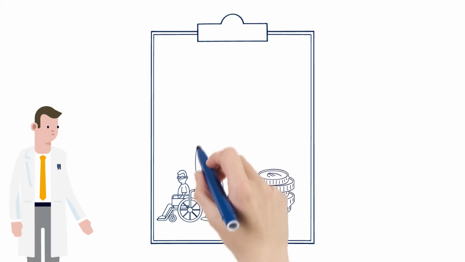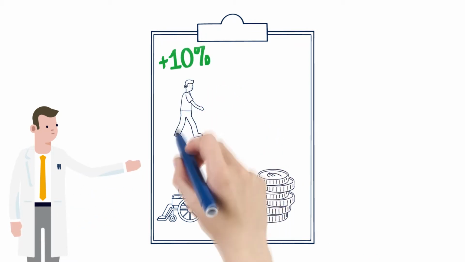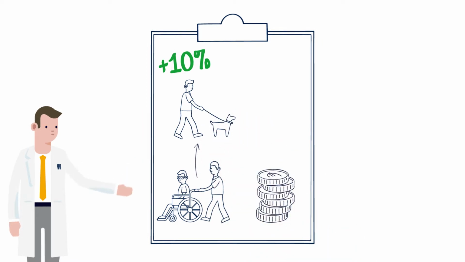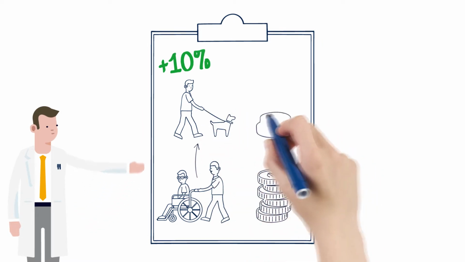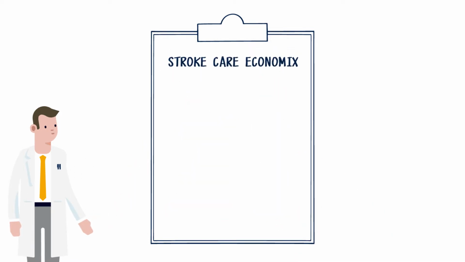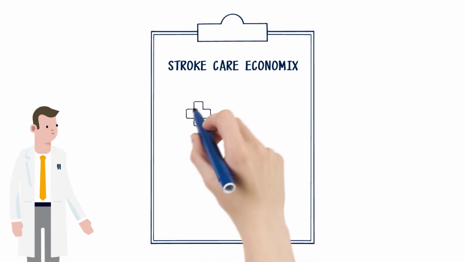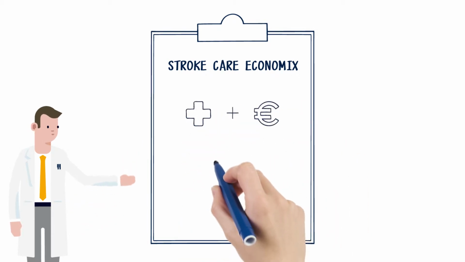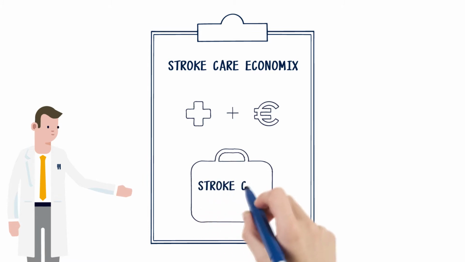Depending on the relevant data to each case, we might find that 10% more patients could achieve functional independence, and the difference in costs between a dependent and independent patient is 3 times higher. Adapting the Stroke Care Economix to our needs could help us understand the clinical and economic implications and build our business case for the stroke care improvement.